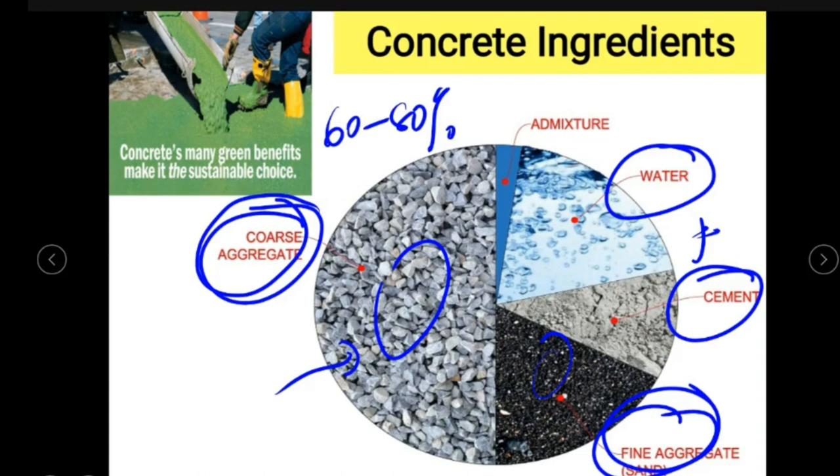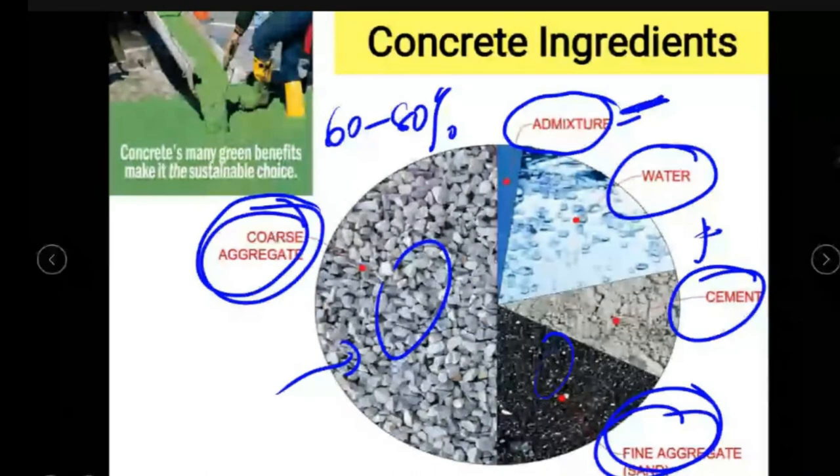But of course, the most unique feature of concrete compared to other engineering materials is the hydration process, which is cement plus water. We will talk about this in detail later on. Sometimes we want to alter the properties of the concrete, for example to increase its strength or its workability. We might need additional material aside from these four main ingredients. It is not necessary to add it, but when we use it, it is to improve the properties of our concrete.